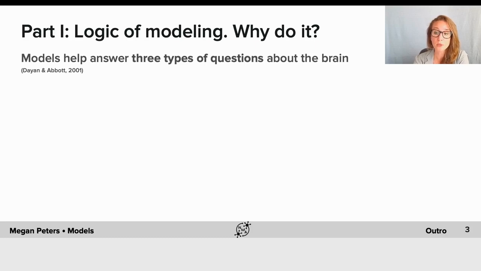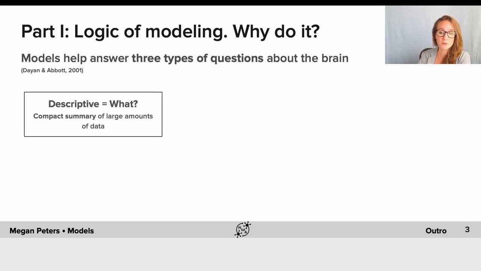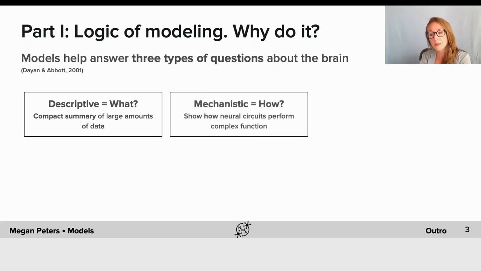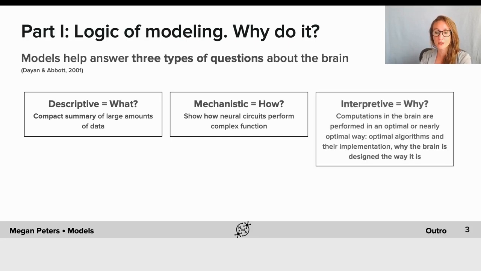For a given problem or question, we can think of it as fitting into one of these three categories. Is this a descriptive question about what is happening in a system? Is this a mechanistic question about how a system works? Or is this an interpretive question about why a system behaves the way it does? And so the models that we build help us answer these broad categories of questions.